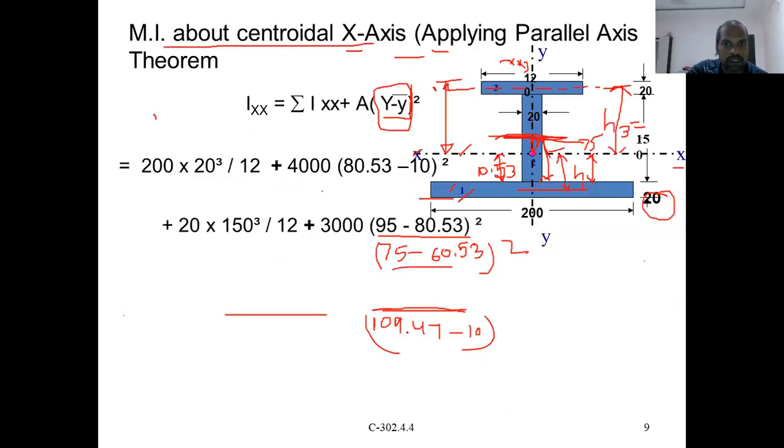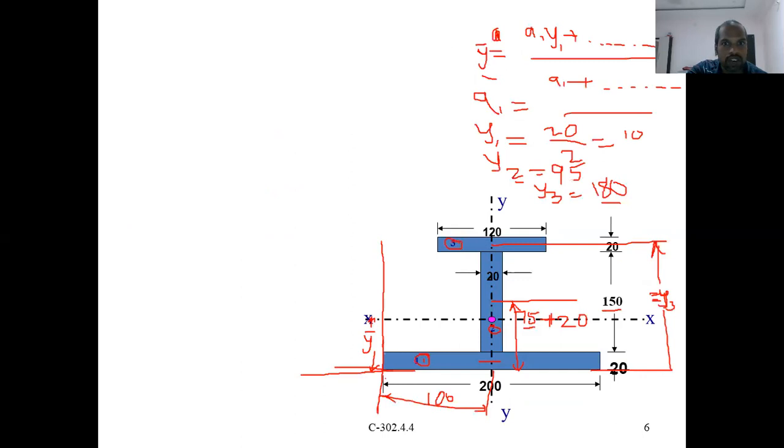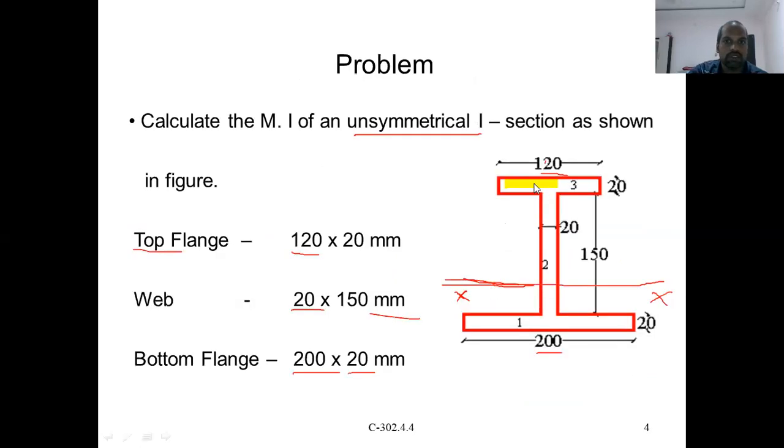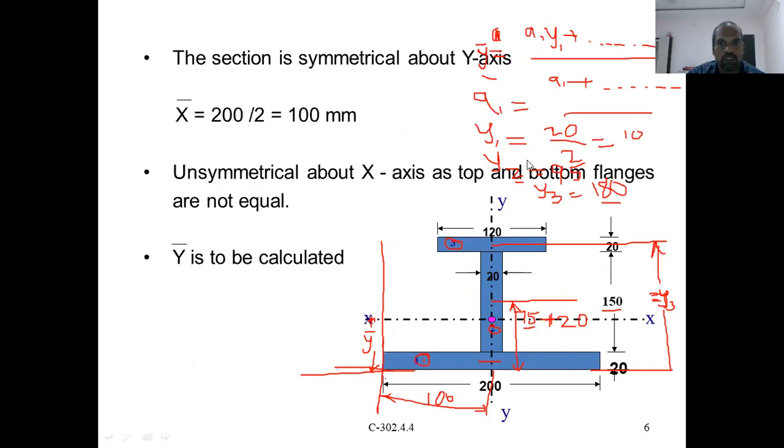Let me once again quickly go through the slideshow in a faster way. This is what we have discussed. A section is said to be unsymmetrical when the top and bottom flanges are of different dimensions, or flange plates are added on only one side. This is the given section: this is 120, this is 200. So it is unsymmetrical about the x-axis, which means we have to find the y bar. So how to find the y bar?